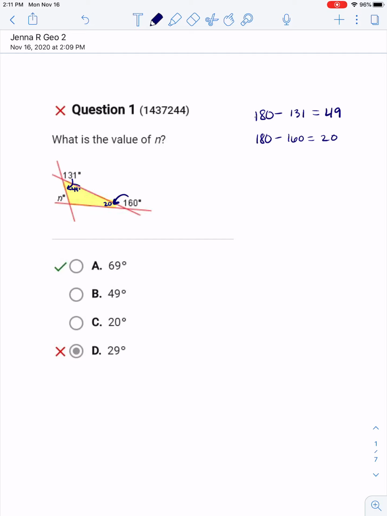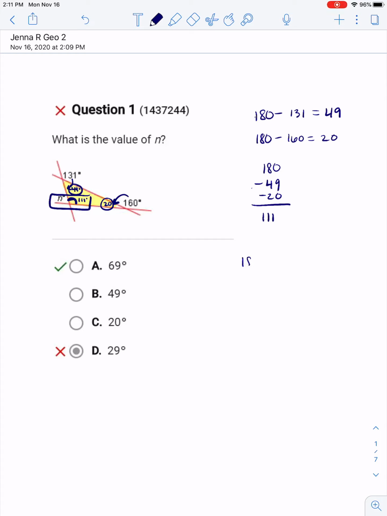So I have one interior angle is 49, one interior angle is 20. To find this missing angle inside the triangle, I subtract both of those from 180. So I'm going to do 180 minus 49 minus 20. So 180 minus 49 minus 20, that'd be 69, obviously. So if I subtract those, this is 111 degrees, that missing angle on the inside, okay? Now, that's not what they asked me for. They asked me for the exterior angle.